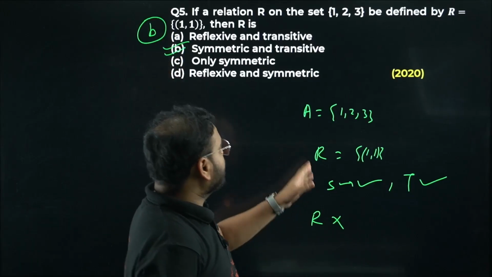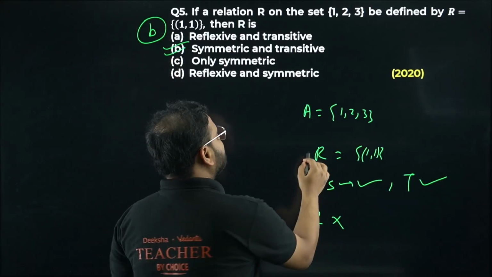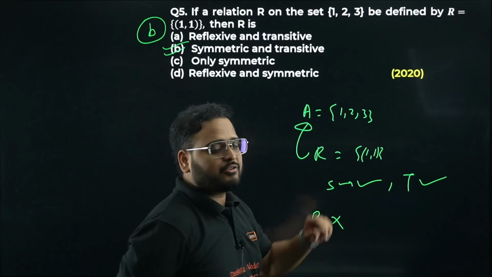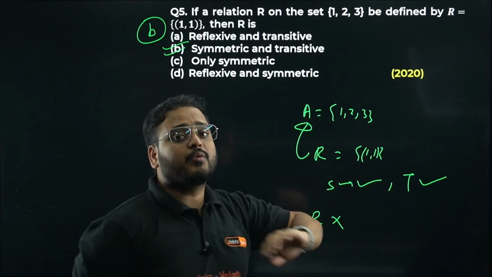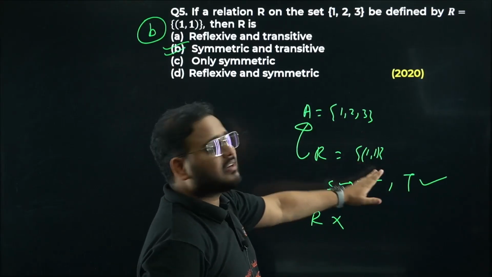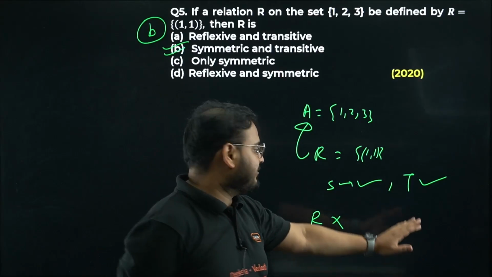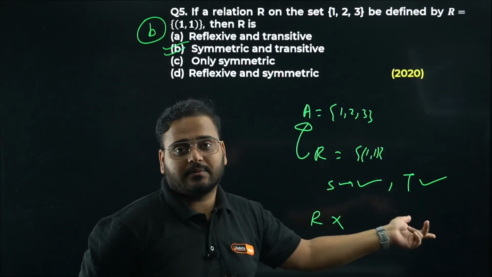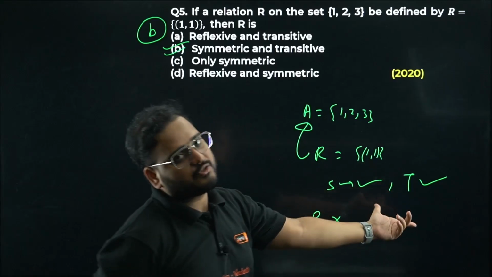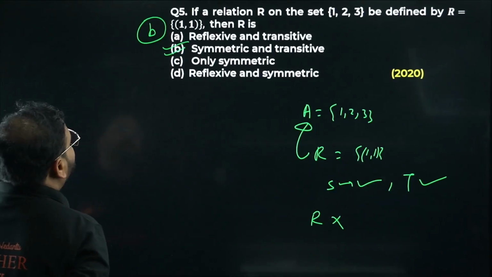There's no (2,2), (3,3) because the relation R is defined on the set A, right? I should have (1,1), (2,2), (3,3) for it to be reflexive. I can have symmetry because (1,1) is there, and I cannot check for transitive because we don't have any contradiction. We can't say that it's not transitive. It means it's going to be transitive only. So 5B is the right answer.